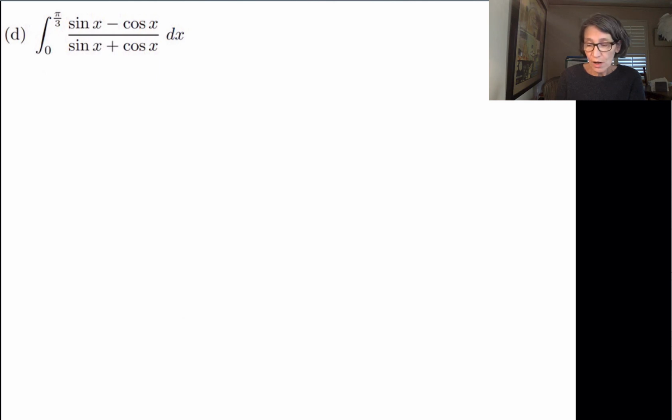So I'm going to try that substitution where the inside function is the denominator, sine of x plus cosine of x. The reason I'm choosing that is because in my head, when I differentiate that, I see I'm going to get the numerator or something very close to the numerator. So my differential might actually work. So let's see what the differential is.